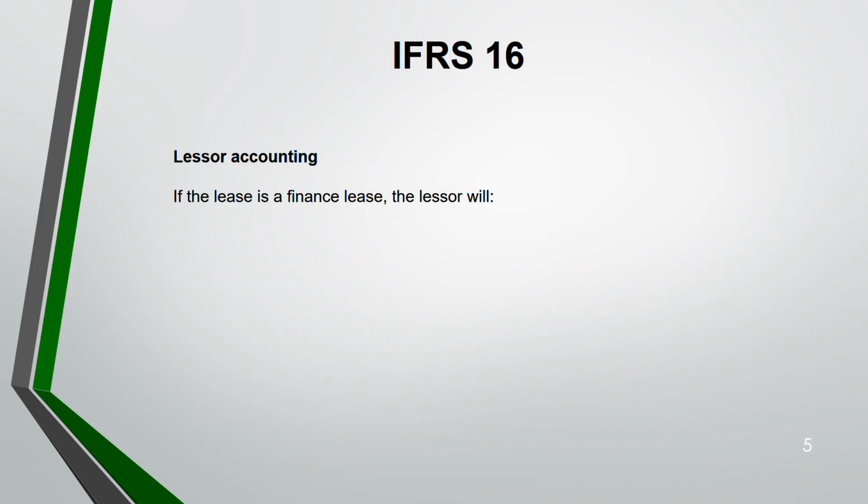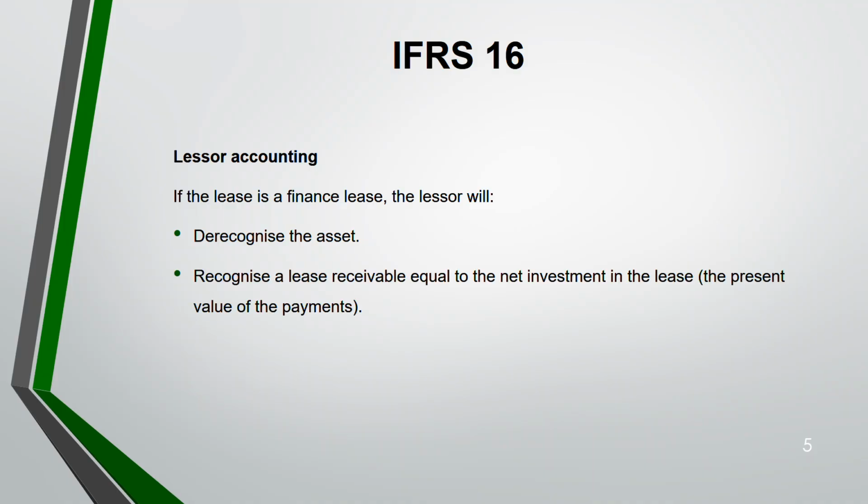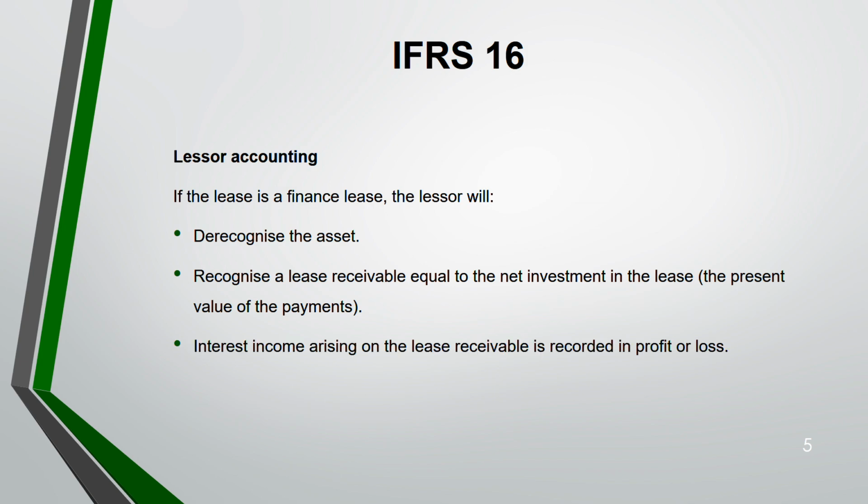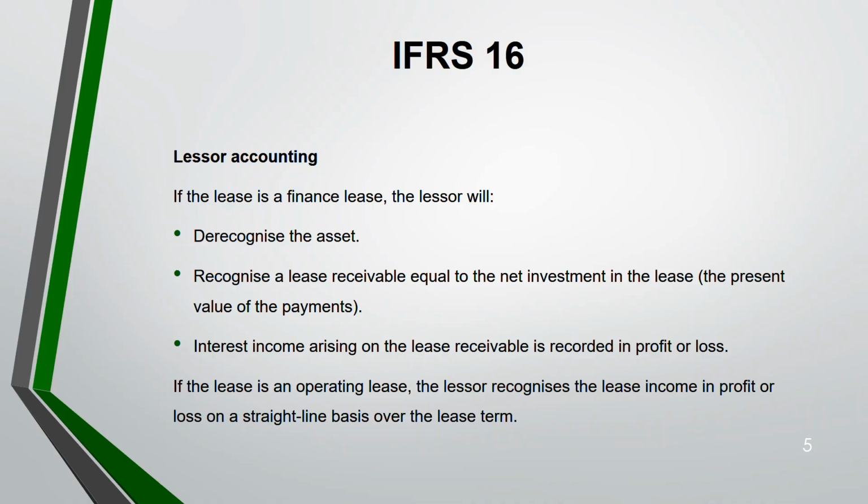Now, if the lease is a finance lease, the lessor will de-recognize the asset. Why? They have given the asset to the lessee. The lessee has taken the ownership of the asset. So why will the lessor recognize the asset any longer? They will de-recognize the asset. Rather, they will recognize a lease receivable because they are going to get that amount from the lessee. The lease receivable will be equal to the net investment in the lease, that is the present value of the payments. They will also recognize interest income that will arise on the lease receivable, which will be recorded in profit and loss. If the lease is an operating lease, the lessor will continue to recognize the asset. They will recognize the lease income in the profit and loss over the lease term.